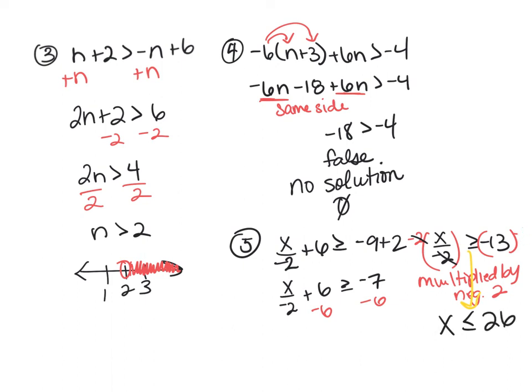Now let me just fix that because it looks ugly. Negative 2. And then we can draw that on a number line. 26, 27, 25 is less than that. Closed circle because it's less than or equal to, and less than is 25, 24, 23.